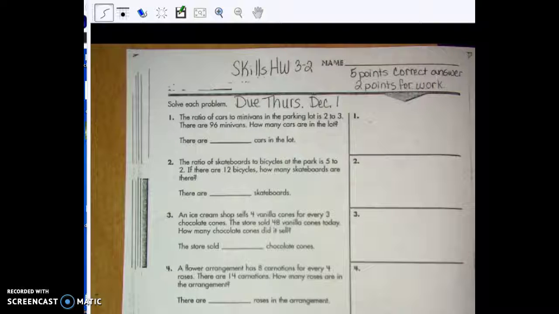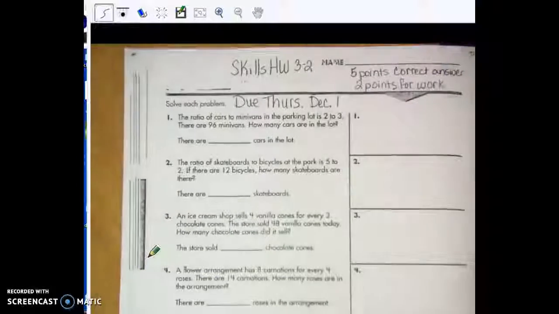Okay, so this is Skills Homework 3-2. We are in the third 6 weeks, and this is the second Skills Homework. It is due Thursday. Just like always, if you turn it in Tuesday or Wednesday, you get a bonus 5 points. And you can have me check it before Thursday and tell you which ones you have wrong, so you can get those fixed before you turn it in.